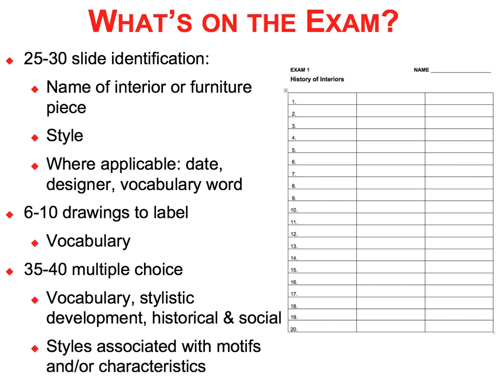There will be 6 to 10 drawings to label. They're mostly vocabulary. For example, I might show you a furniture leg and ask you what it is, or parts of a piece of furniture and ask you to label them. There will be 30 to 40 multiple choice questions. They will cover things like vocabulary, style development, historic and social. There are also some questions about styles that are associated with particular motifs and or characteristics.